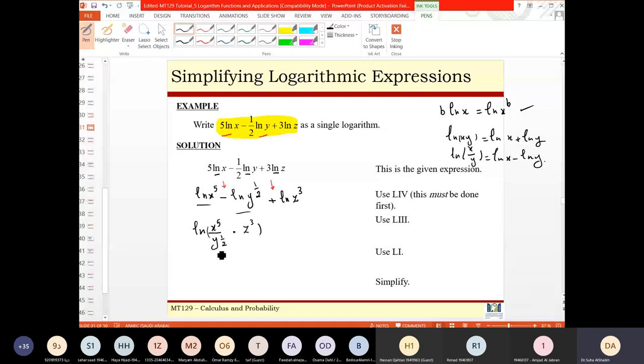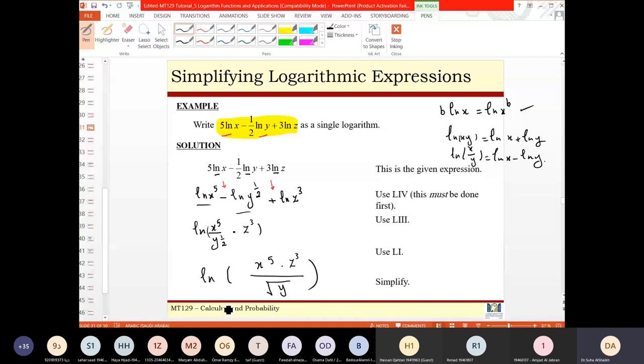It is just one ln of x to the power 5 over y to the power half, and multiplied with z to the power 3. I'm done. I can just reorganize the things a little bit by writing this as x to the power 5 multiplied with z to the power 3 divided by y to the power half, which is the root of y. This is a single logarithm, and this is what they wanted. I already wrote this as a single logarithm, as one logarithmic expression.